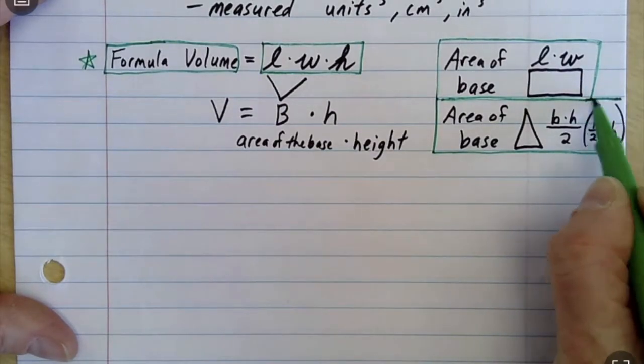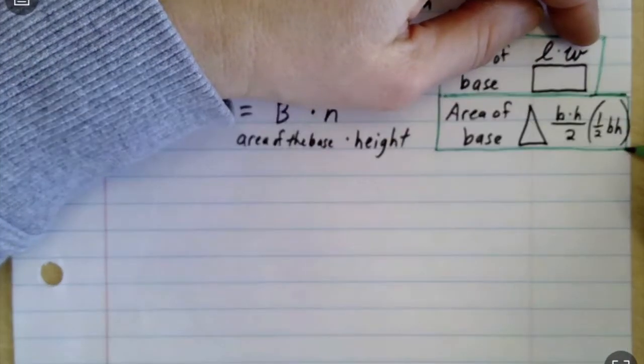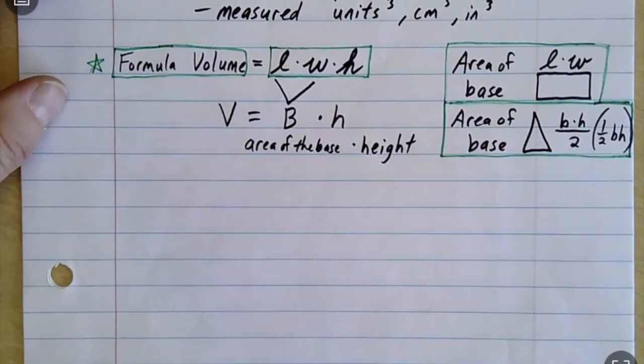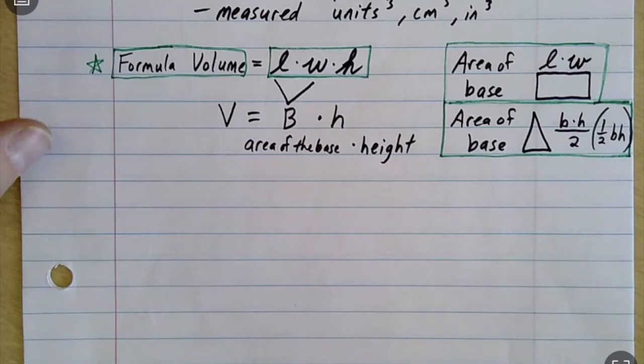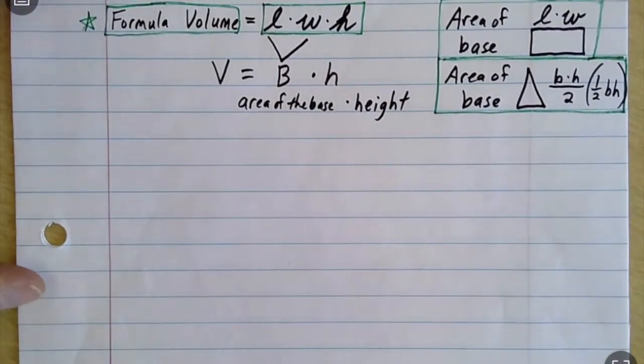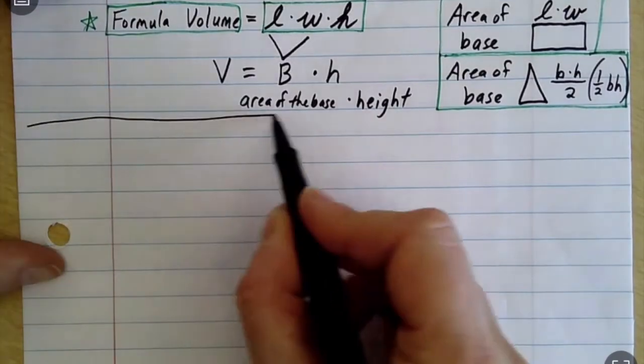Could there be different dimensions to get the same area of a base? Yes, and that's actually what we're going to talk about. This formula, you should be able to work it forwards and backwards. So we're going to do some more examples of volume problems here. So we'll just draw a little wavy line here.